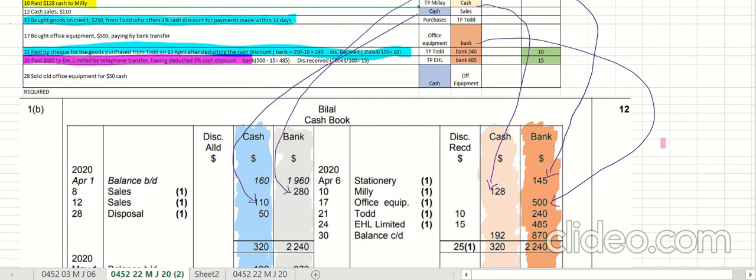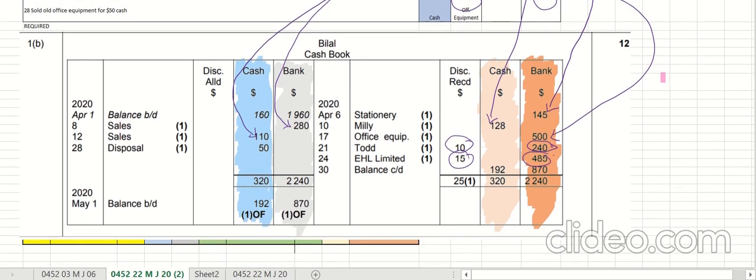And 21st, you paid to Todd worth 240. This 240. Over here on the credit side, and there's discount received worth 10. 24th, you paid to EHL 485 by check. So 485 by check, remaining 15 will be discount received. Now you balance off the discount allowed, cash, bank, discount received, cash, bank.